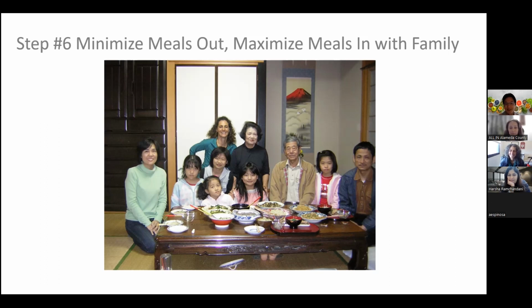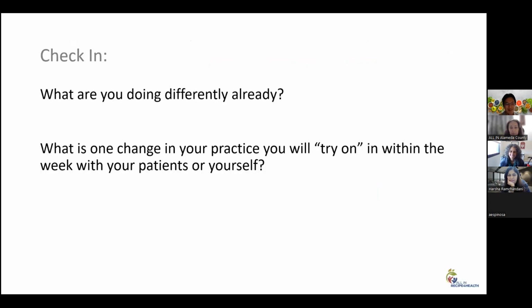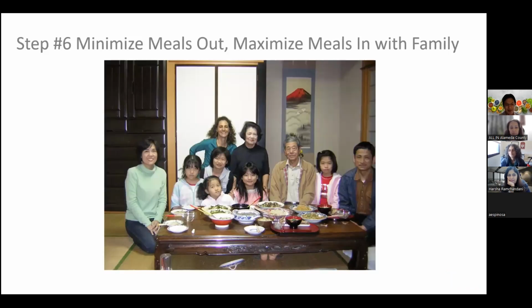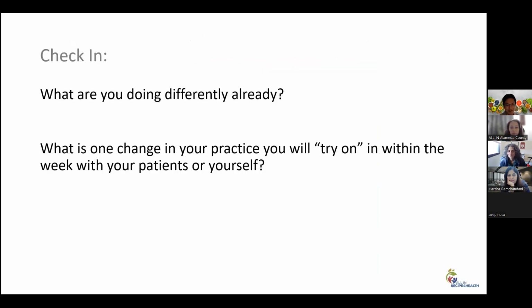Big deal, you often hear that people say, if you eat as a family together, there's a lot of other co-benefits, right? So this is just crystallizing that experience, and Daphne got to live that with our host family. So I want to do a check-in with you all. This is an opportunity for us to talk as a team. What are you doing differently already? We've been together now over about 4 months. And what is one change in your practice you will try on within a week as you think about some of the things that we've learned together?